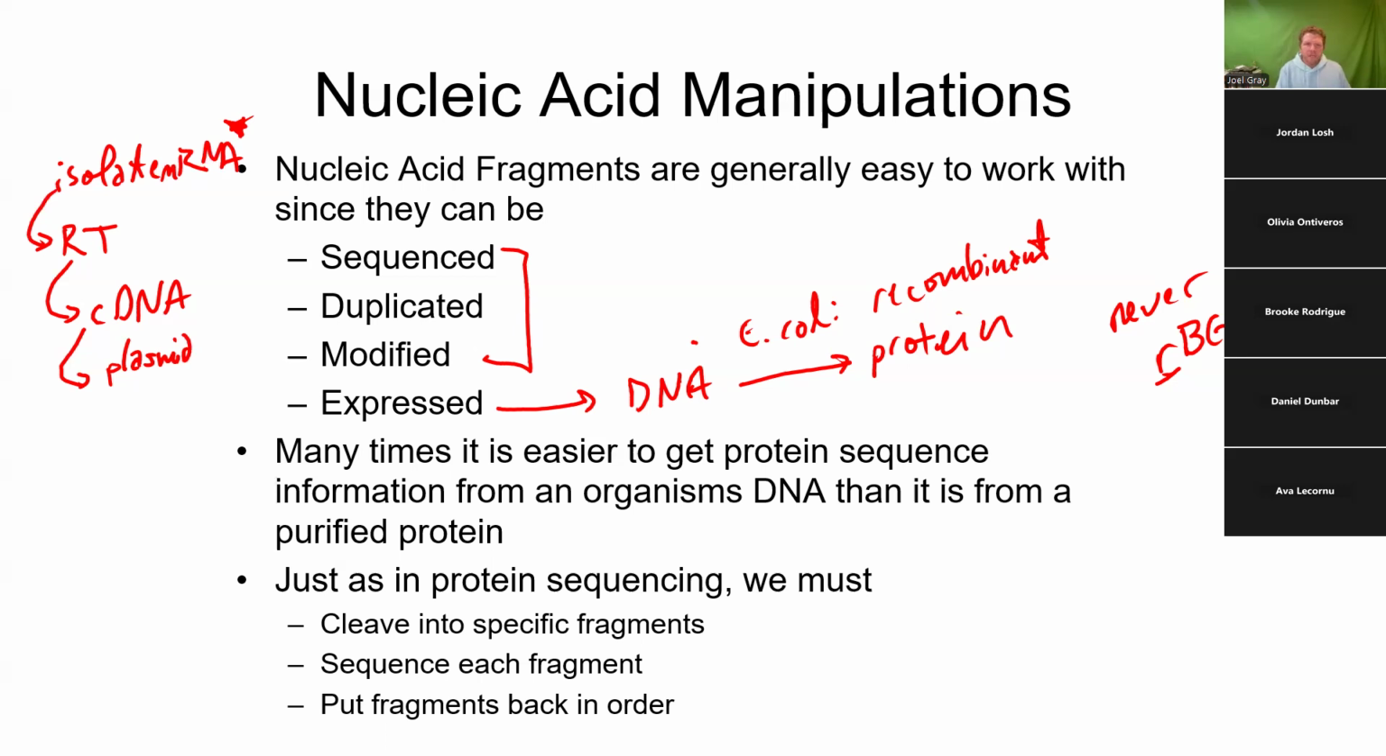So many times it is easier to get protein sequence information from an organism's DNA than it is from purified protein. If you think about genome analysis versus proteome analysis, genome analysis is so much easier. Sequence a genome, you can do that with 23andMe. Just as in protein sequencing, we must cleave this DNA into specific fragments so that we can put a piece of DNA into a plasmid. We must sequence each fragment and put those fragments back in the correct order.